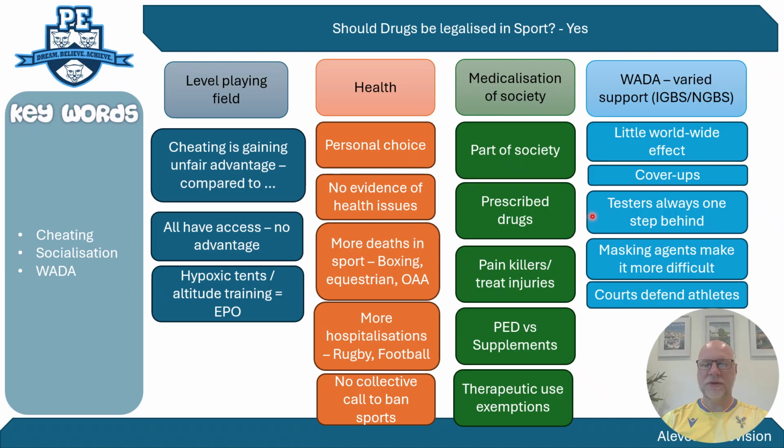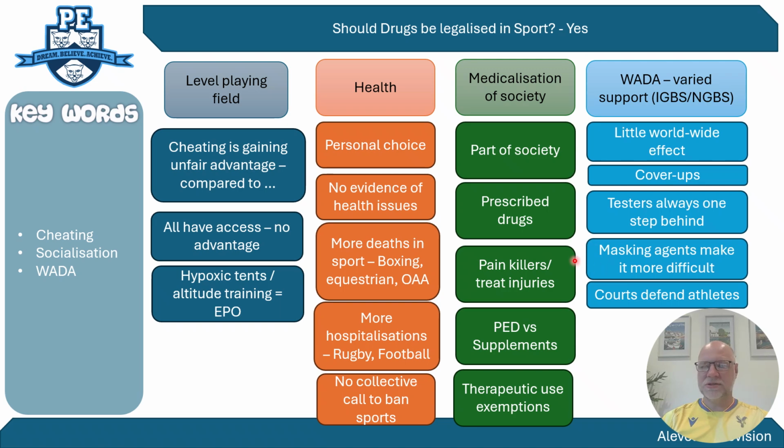Now, this is one of the main ones: the drug testers are always going to be one step behind the drug takers and the chemists. You can't test for a drug until it's been engineered and made and used, and therefore the testers will always be one step behind, and there's always going to be a catch up. So if you just allowed the drugs in sport, that alleviates that problem.